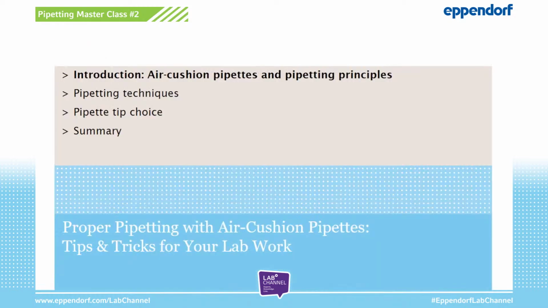We will start by taking another brief look at the air cushion principle and clarify when to use the so-called forward and reverse pipetting. Then we will look in detail at the pipetting technique with air cushion pipettes. So what should you look for when aspirating and dispensing liquids? Which pipette tip should be chosen and why? And finally, we will summarize all the important points and have some time for our Q&A.